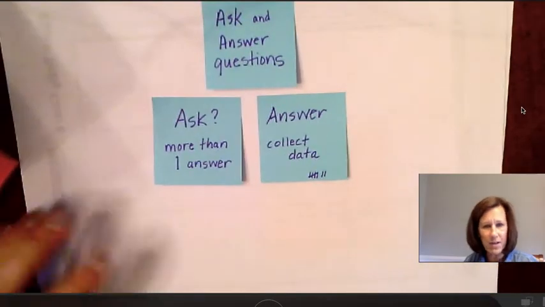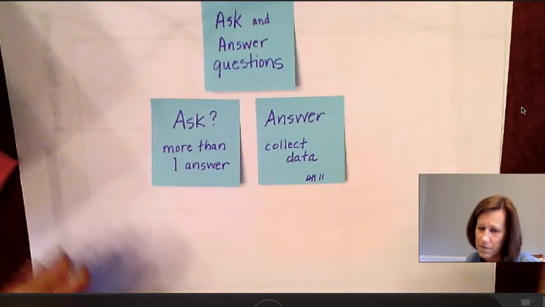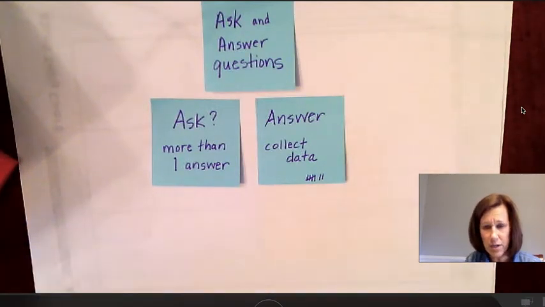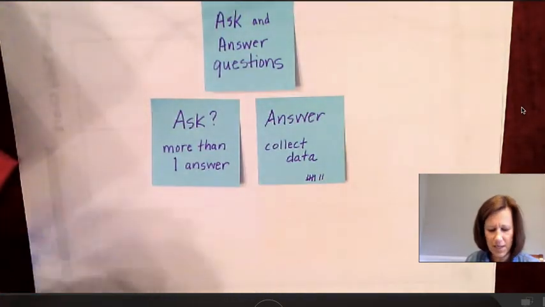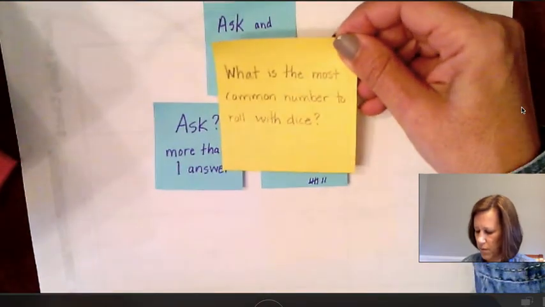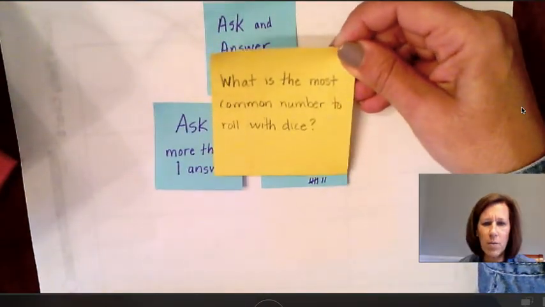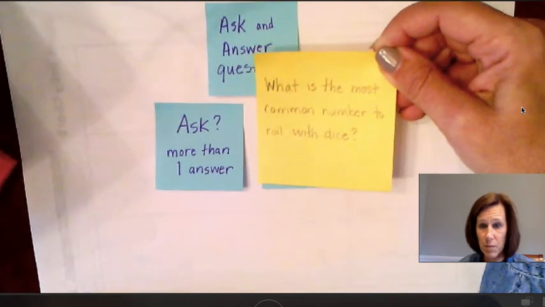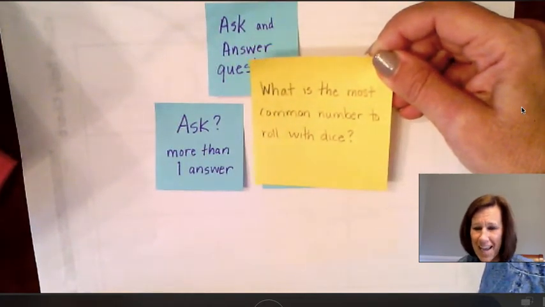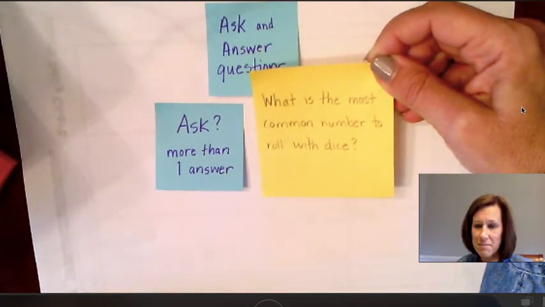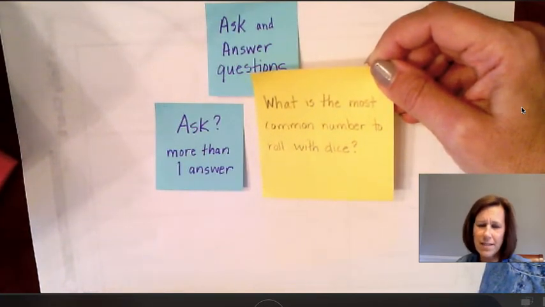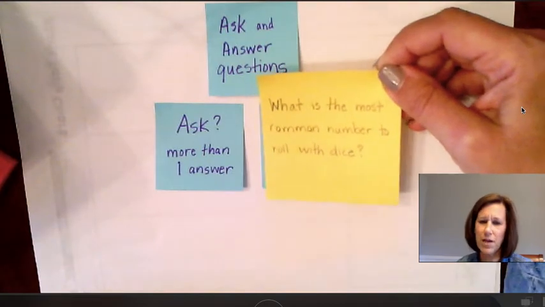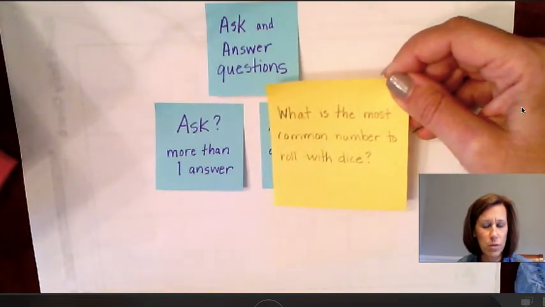That's what we're working on today because sometimes we solve with addition and subtraction and sometimes we solve by collecting data. If I wanted to answer this question, for example, what's the most common number to roll with dice? Would there be more than one answer? Yeah, because each dice has 6 different numbers on it. So I could roll at least 6 different ones if I used one die, but what if I used 2?